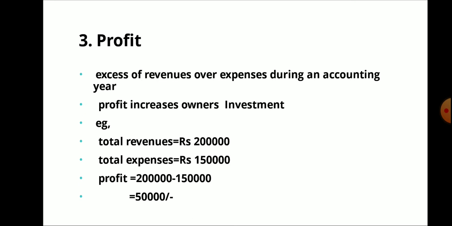Third one, profit. Excess of revenues over expenses during an accounting year. Profit increases owner's investment. For example, total revenues is equal to rupees 2 lakh. Total expenses is equal to rupees 1,50,000. Profit is equal to 2 lakh minus 1,50,000, which is equal to 50,000.